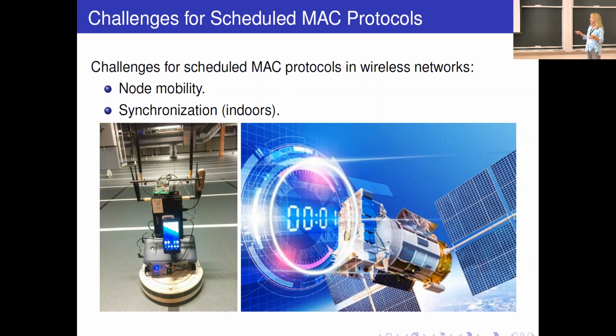Also challenging, at least for indoors, is synchronization. It's pretty straightforward to do synchronization outside because we just use triangulation from the satellites we have in orbit. But localization indoors is still an unsolved problem. I mean, they're getting better, but it's still not as good as outdoors.